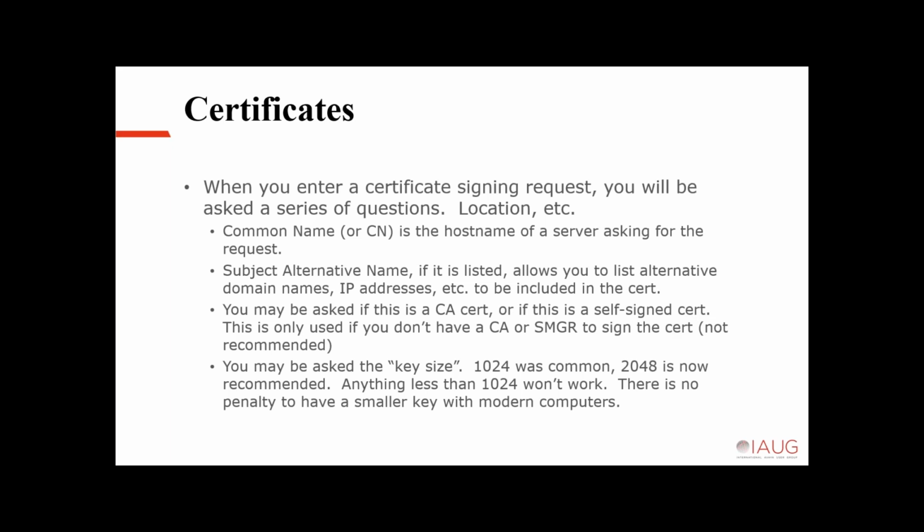My recommendation, particularly if you're dealing with Avaya stuff, is you can include your IP addresses, because chances are you're connecting to IP addresses, not domain names, for everything. However, some security companies and certificate authorities don't allow you to include IP addresses. They say it's a security risk. That just depends on who you're having sign your certificate. You may be asked if this is a CA cert or a self-signed cert. Generally, this is only used if you don't have a certificate authority or System Manager to sign the cert for you. Generally, you're going to say no for that.